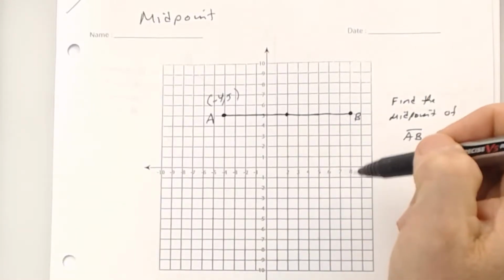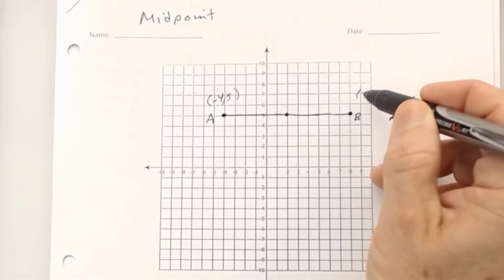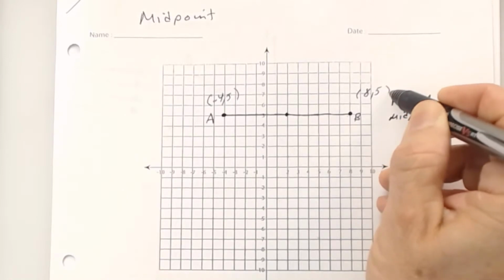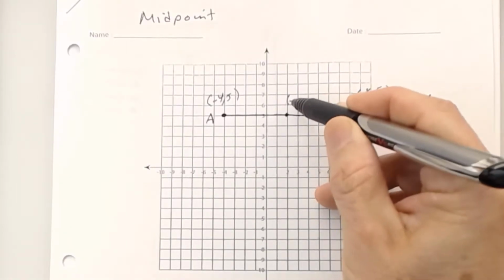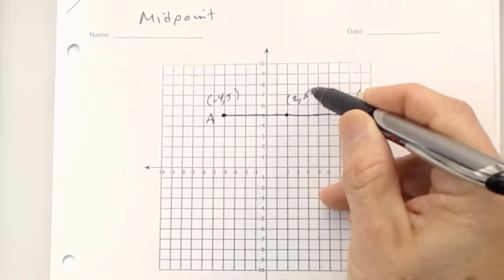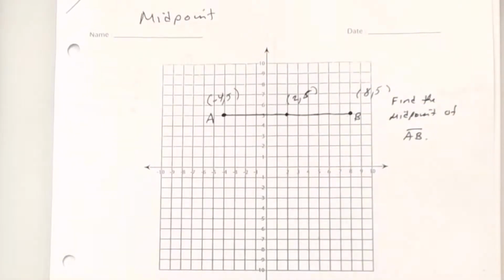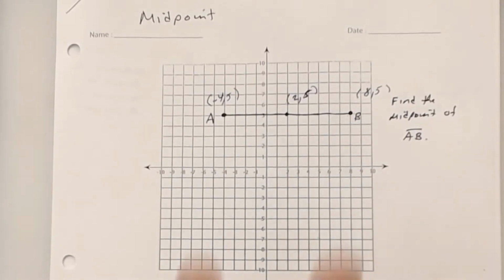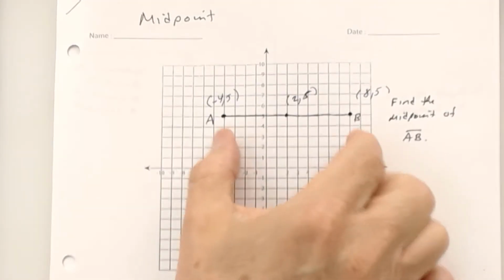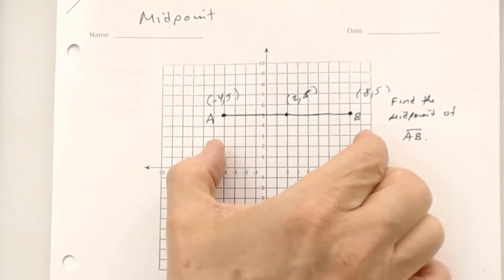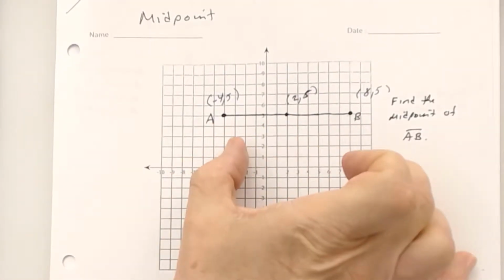And what are the coordinates of B? 8, 5. 8, 5? Okay. And we said the midpoint was what? 2, 5? Okay. So let's look at the x-coordinate of the midpoint. The x-coordinate of the midpoint is 2. How can I use the x-coordinates of the endpoints to get a 2 here?